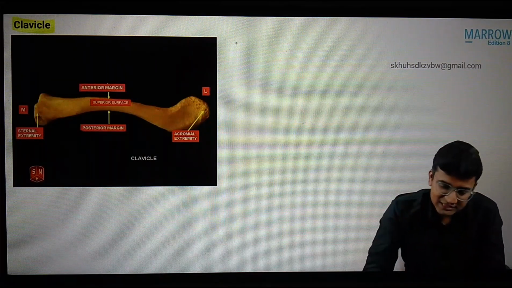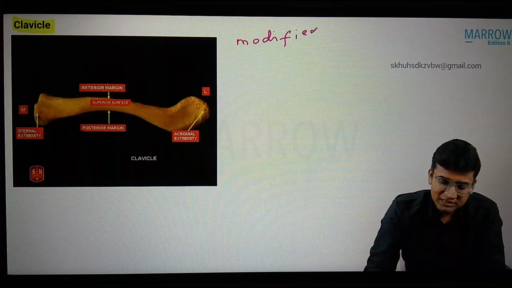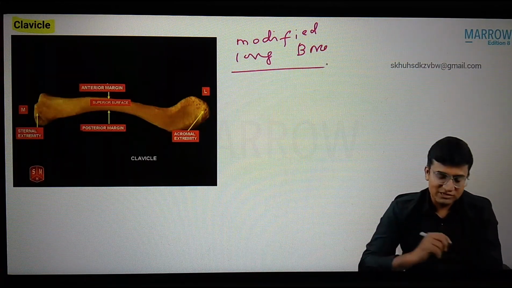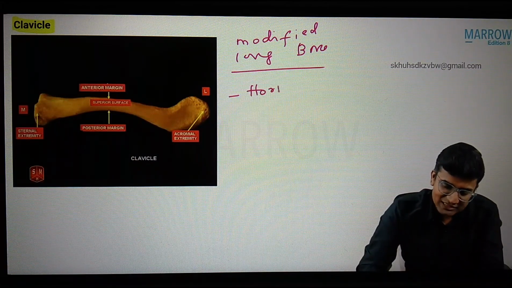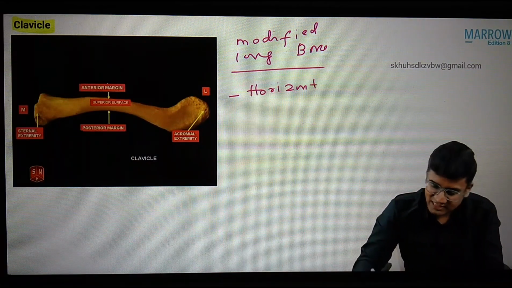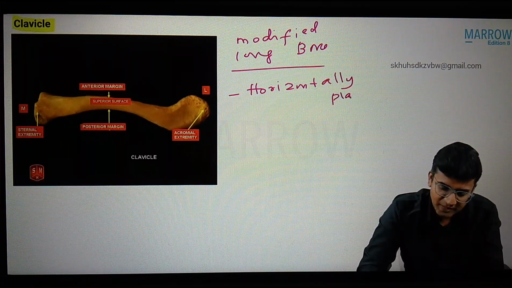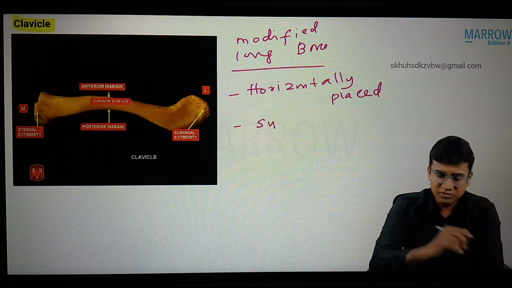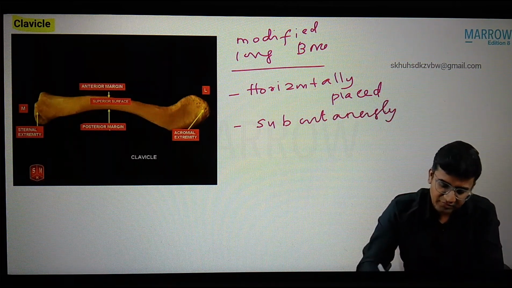So clavicle, it is the modified long bone. It is a long bone, but it is a modified long bone. Why, sir? Because clavicle is not vertically placed. Clavicle is horizontally placed. It is a horizontally placed long bone. And you can feel the clavicle. It is subcutaneous, just below the skin.